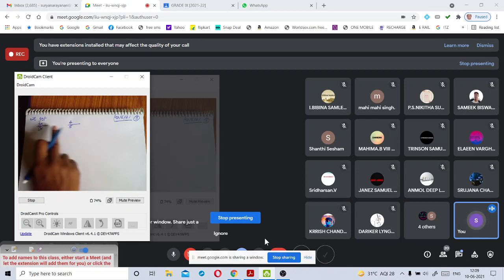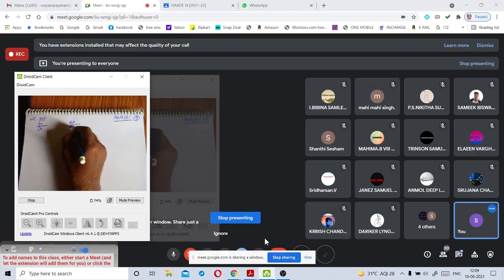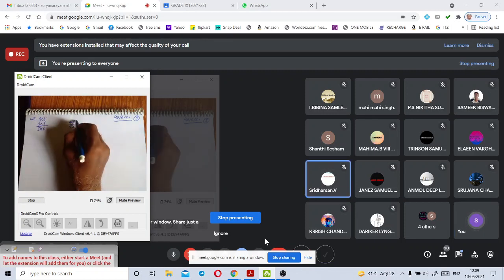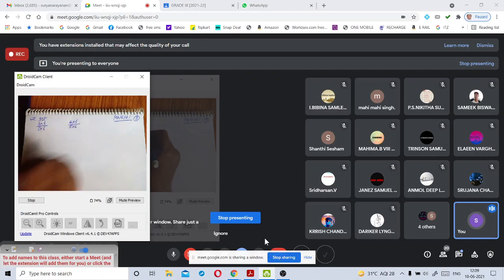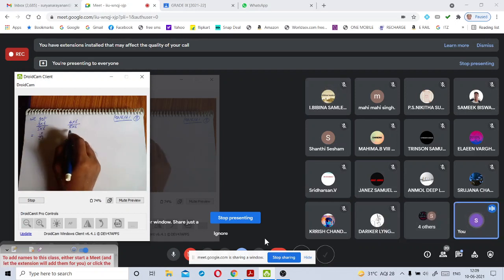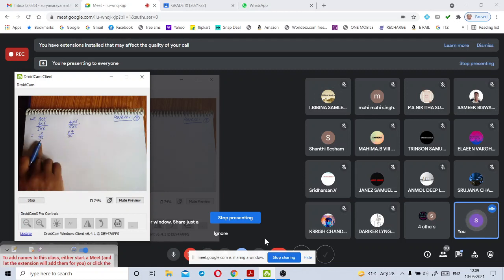Just extend this line. Here we are multiplying this numerator and denominator by 6. Yes or no, Sridarshan? In this fraction also, we are multiplying the numerator and denominator by 6. Yes or no? Then what will you get in the first fraction? What will you get in the numerator? Sir, 18 by 30. Very good, my dear Janej. And the second one is 24 by 30.